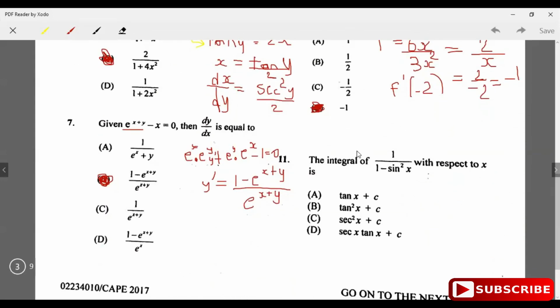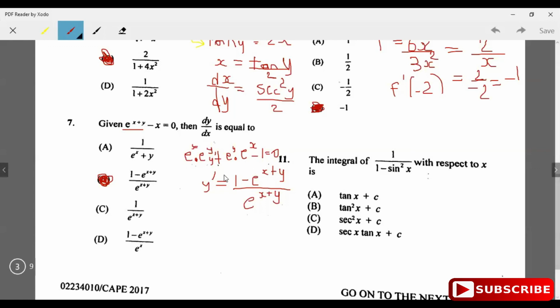And number 7, question 11 now. Number 7 is a repeat question. To do this, just break e to the x plus y into e to the x times e to the y minus, oh, and then you just take the product rule.